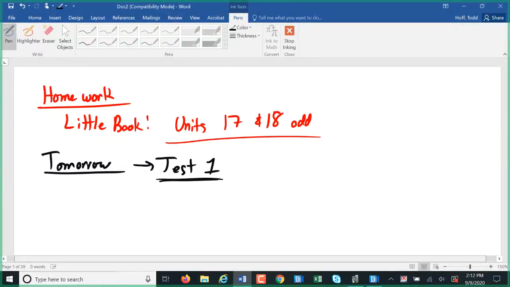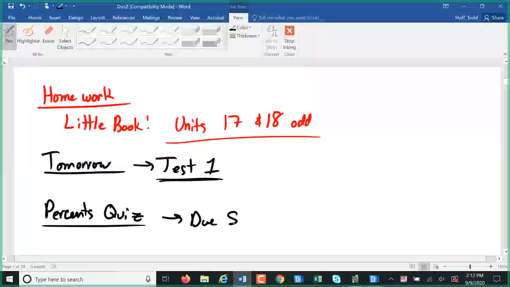Also, don't forget, you have that percents quiz that we assigned at the beginning of the hour that is due tomorrow at noon. Well, so you have that quiz due tomorrow at noon, and you have that test due tomorrow at 11:59 p.m. So you got a couple of things to do, and that will wrap up Unit 1 for us.